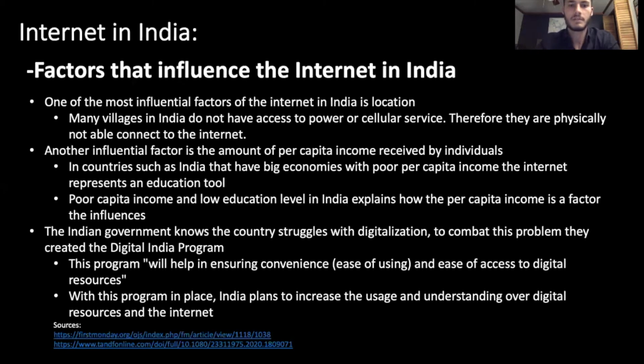The Indian government knows the country struggles with digitalization. So to combat this, they started a program called Digital India. This program will help in ensuring convenience, ease of using, and ease of access to digital resources. With this program in place, India will plan to increase their usage and understanding of digital resources and the internet over the coming years.